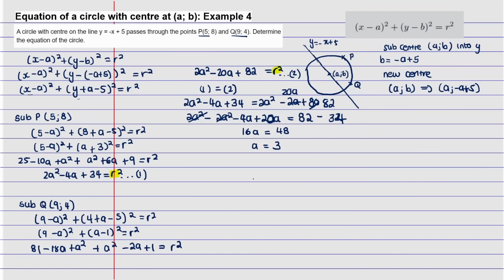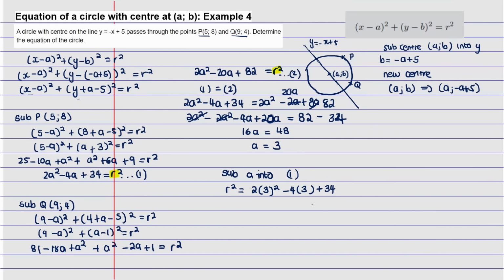So now you're going to substitute a into what? Into this 1 or 2. It really doesn't matter. So I'm going to substitute it into 1, right? So r squared is equal to the following. It's going to be 2 times 3, all squared, minus 4 times 3, plus 34, right?